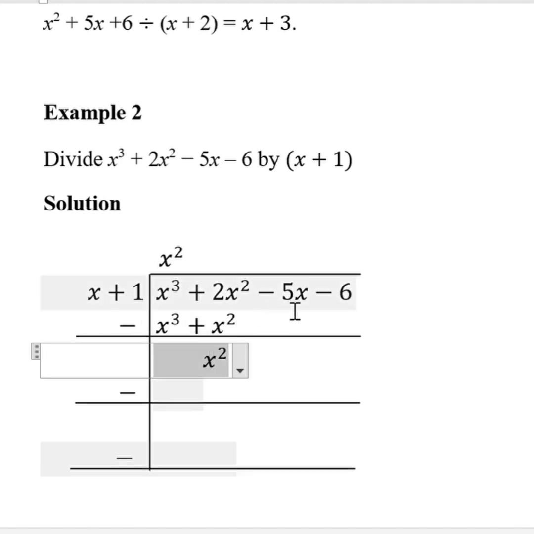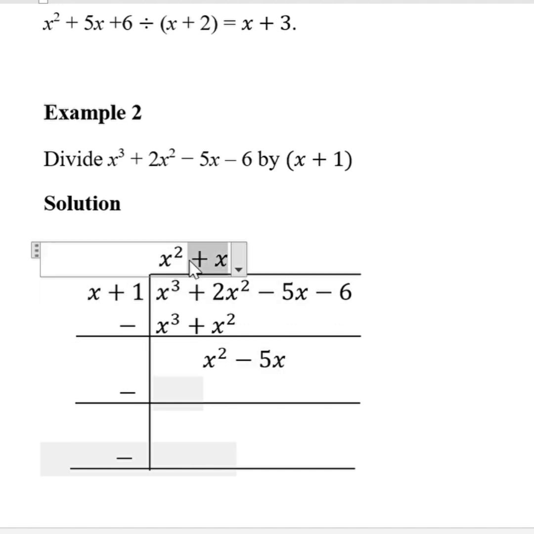Bring this next term minus 5x down here. Then consider this first term here, divided by this. X squared divided by x gives you x, so write plus x here. Then take this plus x, multiply by all of this. X times x gives you x squared. X times 1 gives you plus x.